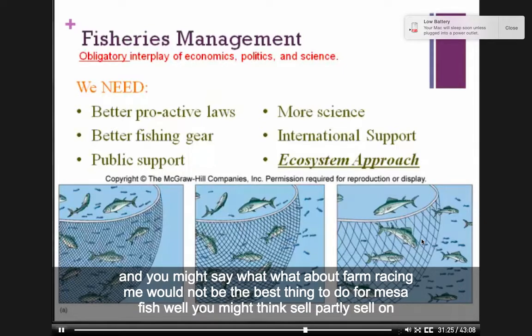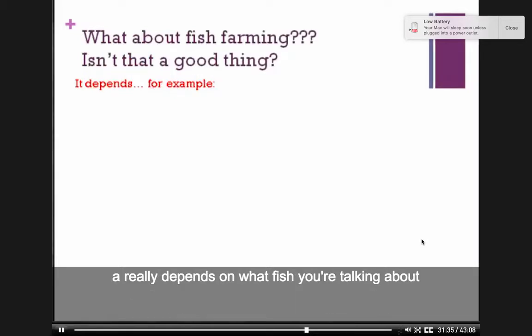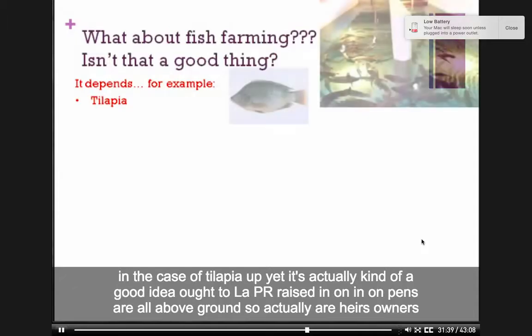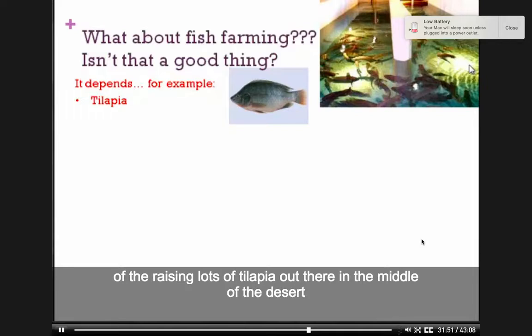You might say, well, what about farm raising? I mean, wouldn't that be the best thing to do, farm raise a fish? Well, you might think so, partly so. And it really depends on what fish you are talking about. In the case of tilapia, yeah, it's actually kind of a good idea. Tilapia are raised in pens above ground. So actually, in Arizona, they're raising lots of tilapia out there in the middle of the desert.